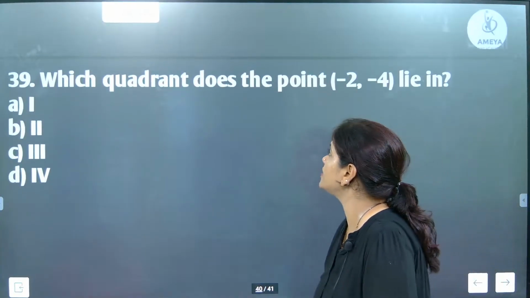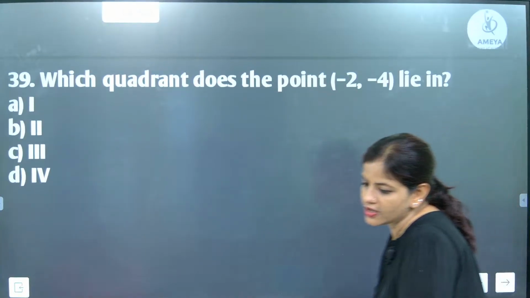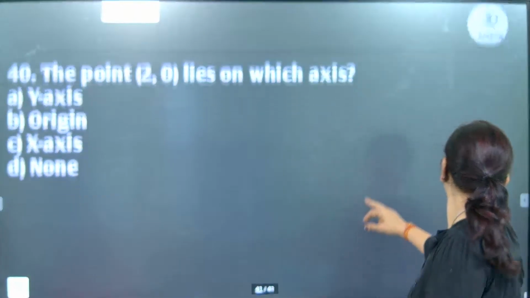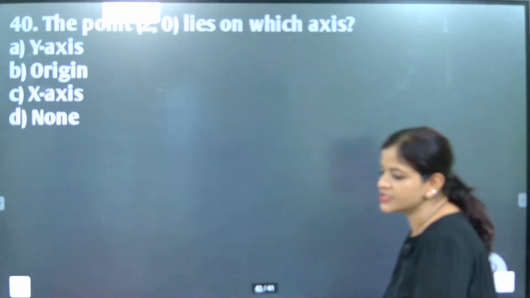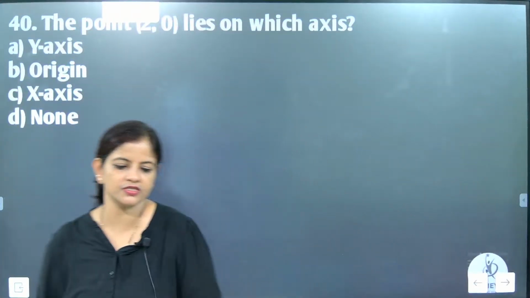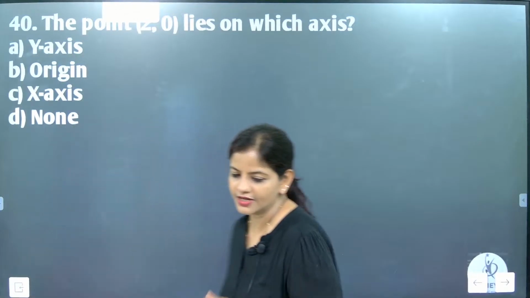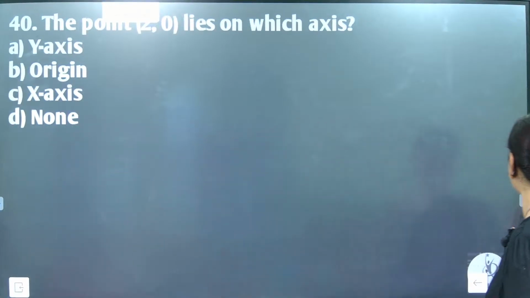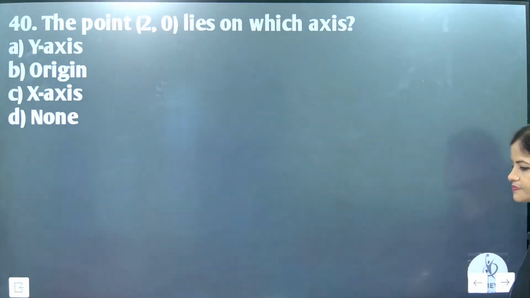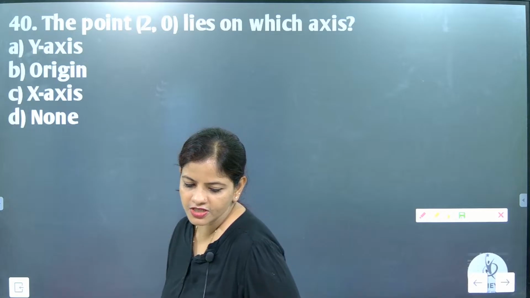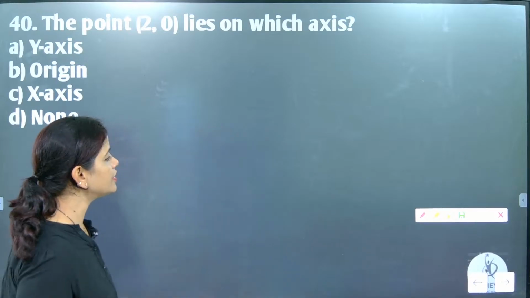Now, which quadrant does the point lie in? Third quadrant. Absolute. Now we will go for this one. The point 2, 0 lies on the x-axis. Now, this is the end of easy questions. Understood? Now we will start little tough questions. Are you ready for it? Come on, say fast. Now we will go for little tough questions.